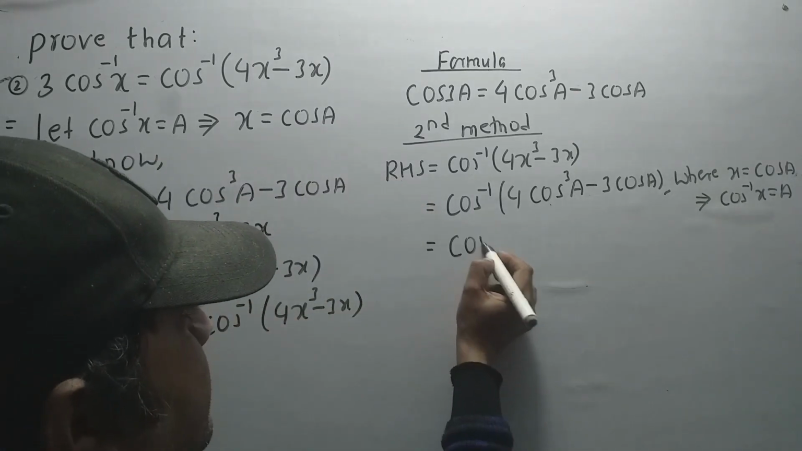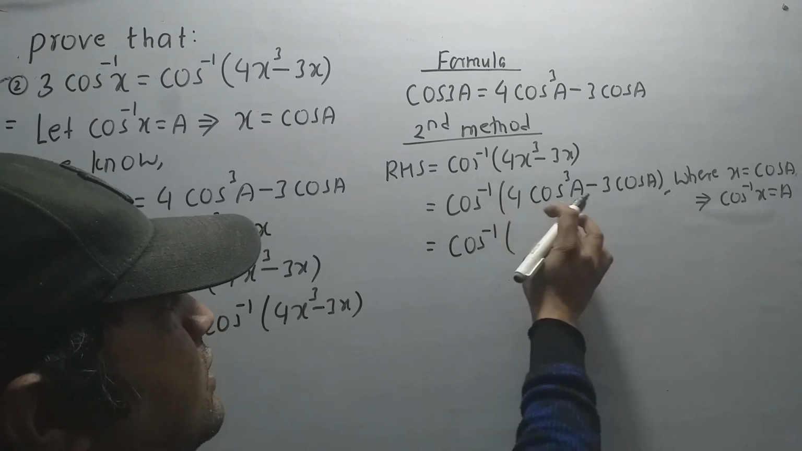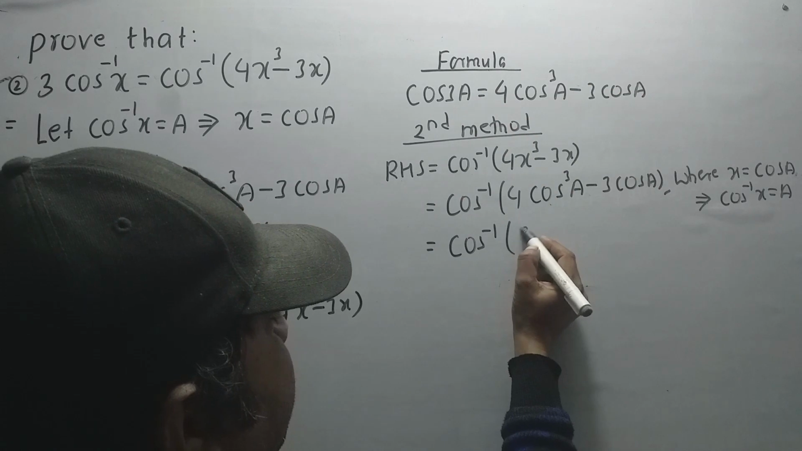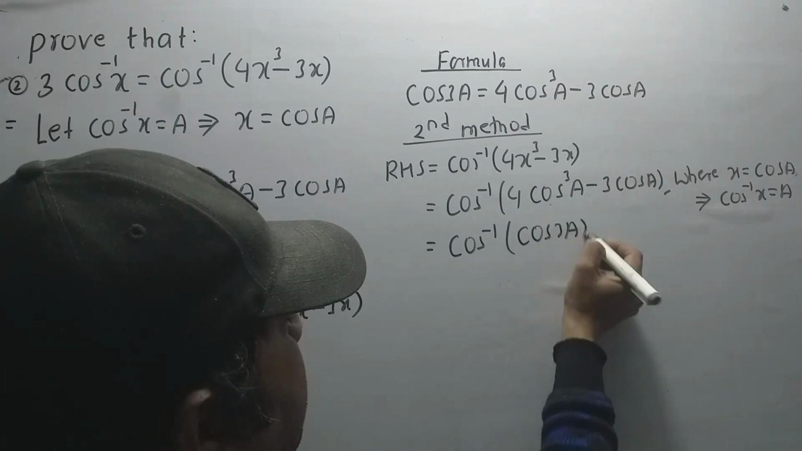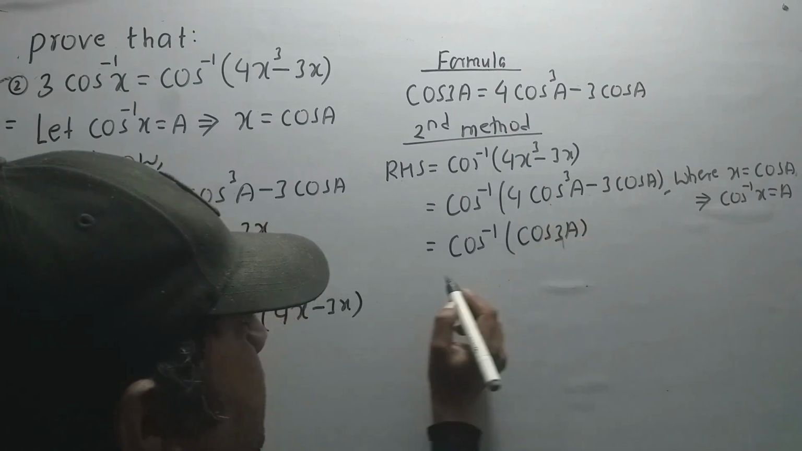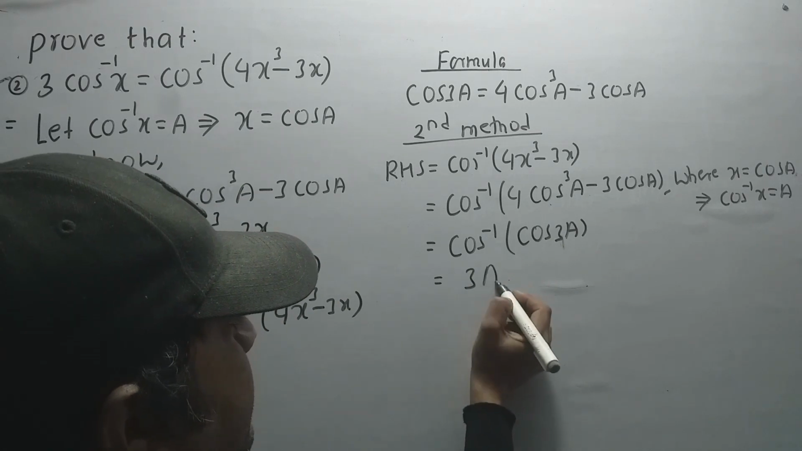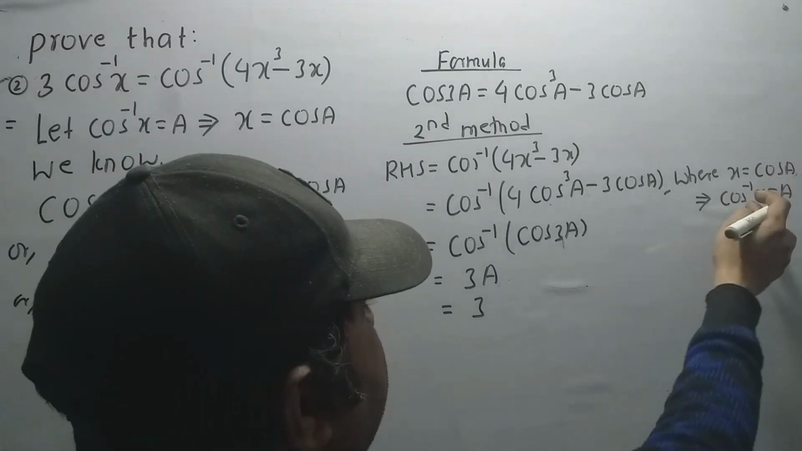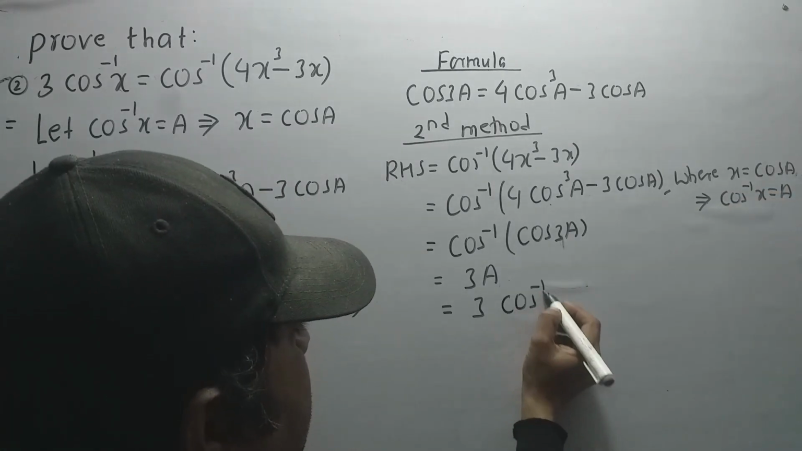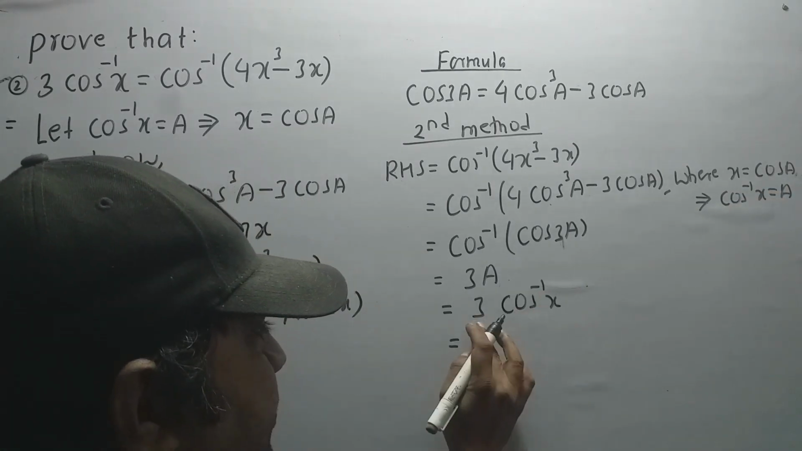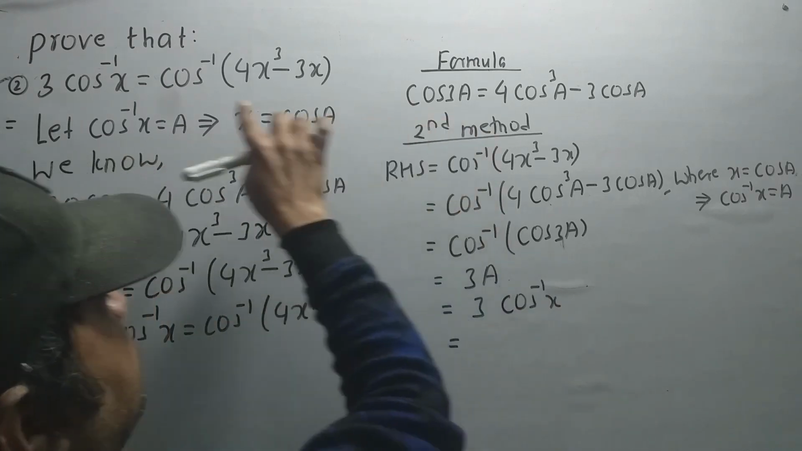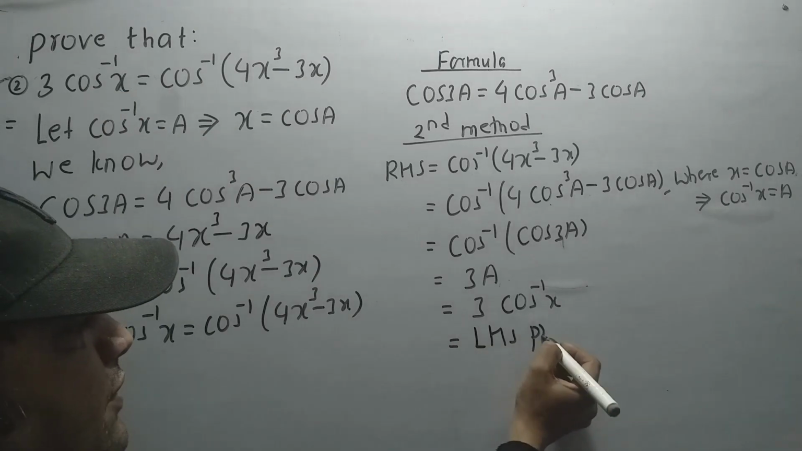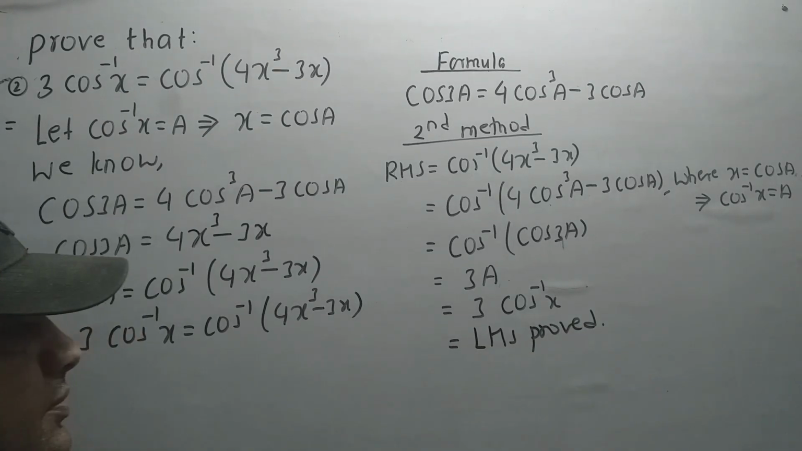Now here it is cos inverse, so 4 cos cube a minus 3 cos a, that is cos 3a. Now after that, cos and cos inverse you can cancel, and you can write there 3a. 3 remains the same. In place of a, our replacement is cos inverse x. So we get 3 cos inverse x, our required left hand side. So you can write here left hand side proved.